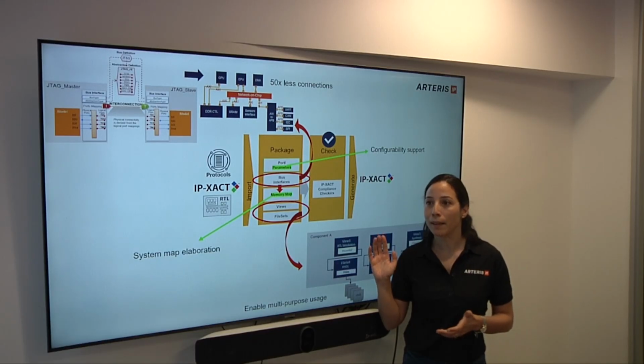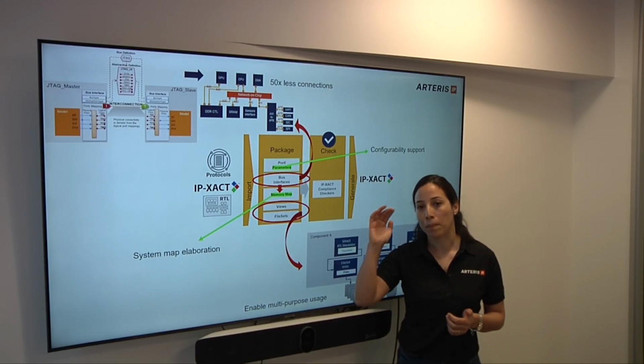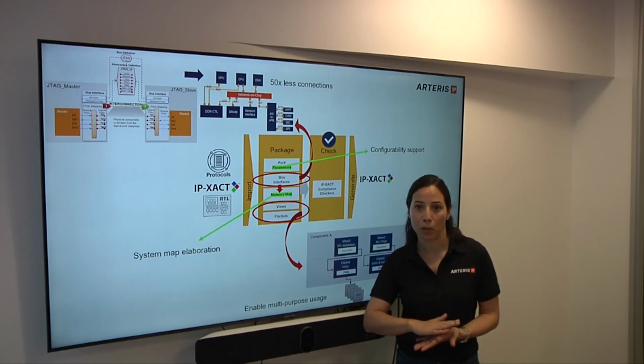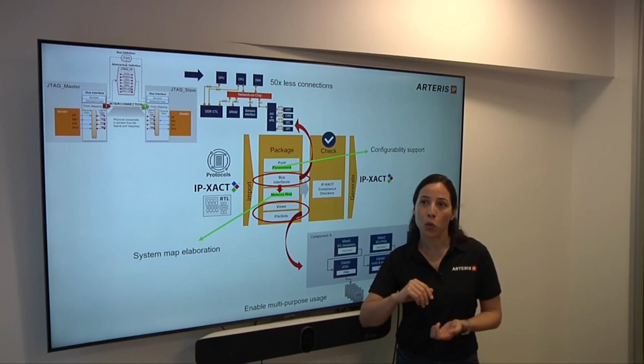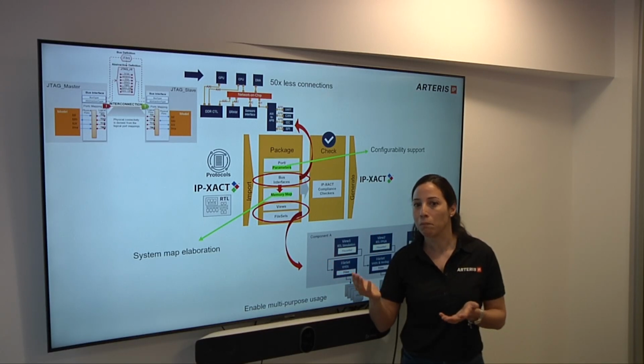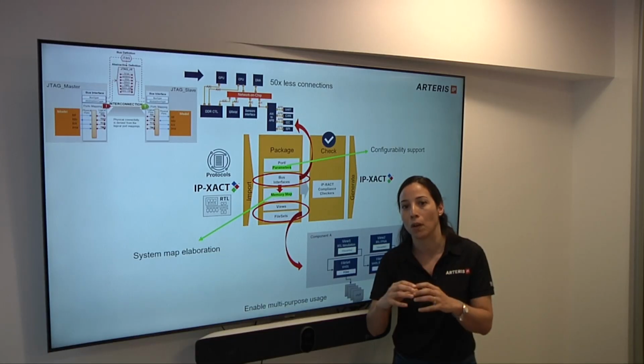Exactly. With IP-XACT, actually, there are different levels of abstraction that can be done. We can work at the IP level, at leaf level, what we call leaf level. We can also work at subsystem level, top level, chiplet level. So we can work at any level that the team would like to focus on.